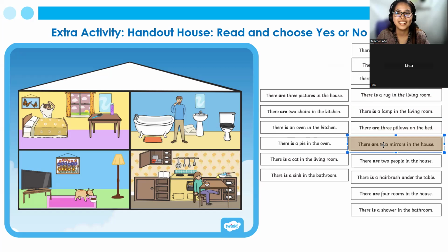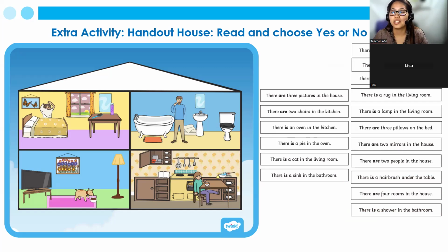No. Very good. There are two mirrors in the house. Yes. Brilliant. There are two people in the house. No. Great. There is a hairbrush under the table. No. Great job. There are four rooms in the house. Yes. That's right. There is a shower in the bathroom. No. Wow, very good, Dolin, because you've got it all correct. That's another 5 stars. Nice, Dolin.